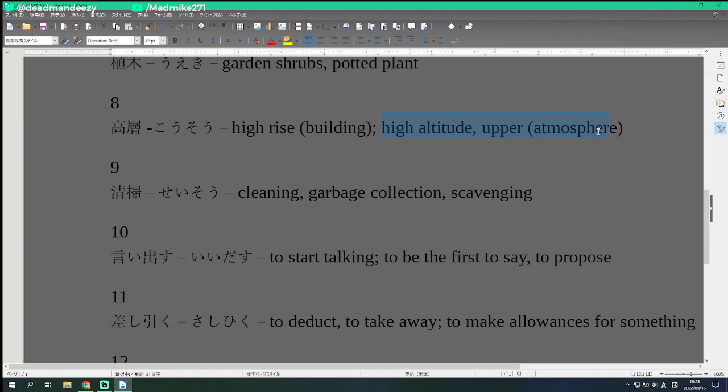Koso is a high-rise building or a high layer of the atmosphere, or a multi-layered high-rise building. Koso desu.